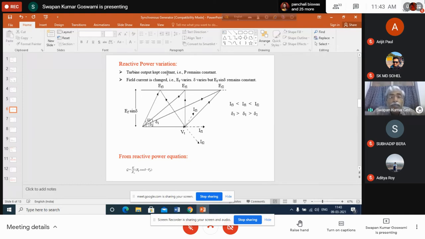Here again, we shall assume that reactive power variation we are examining under the assumption that active power is kept constant. So we shall assume that there is no variation in the active power output. You are not varying the active power output any further, but varying the reactive power output. When may this be possible? Anybody?